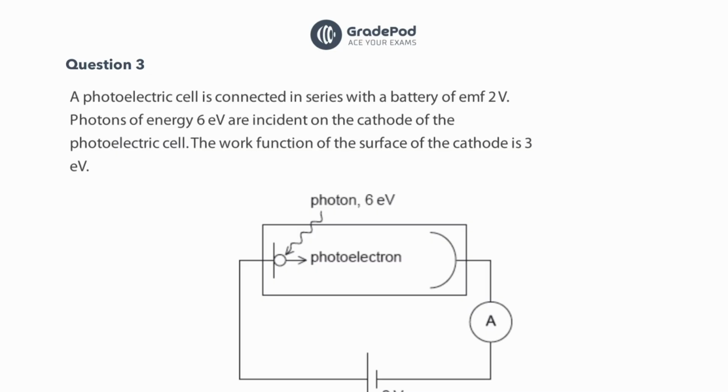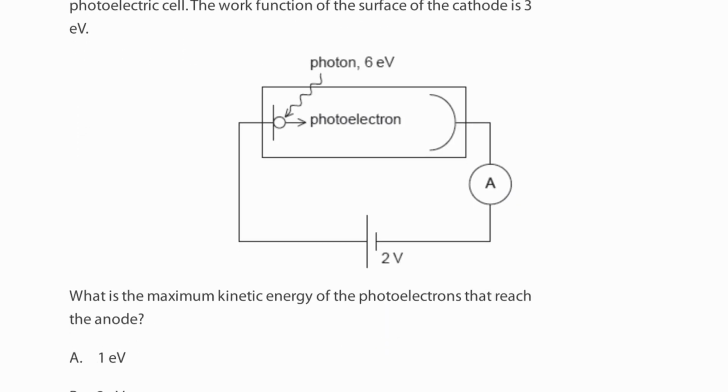Question 3. A photoelectric cell is connected in series with a battery of EMF 2 volts. Photons of energy 6 electron volts are incident on the cathode of the photoelectric cell. The work function of the surface of this cathode is 3 electron volts. What is the maximum kinetic energy of the photoelectrons that reach the anode?